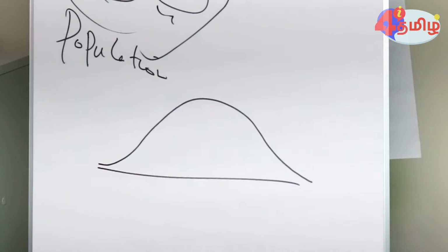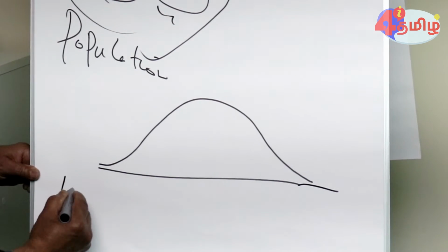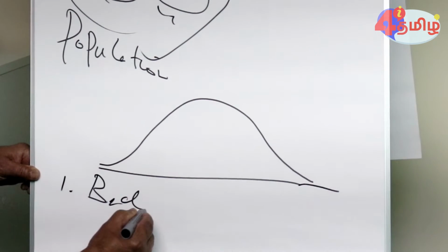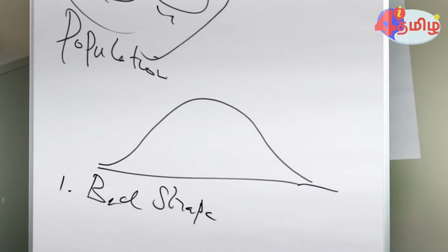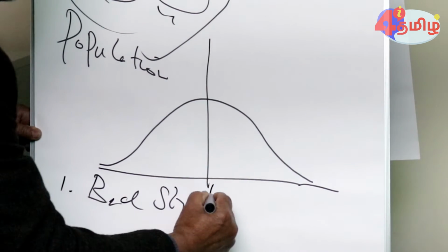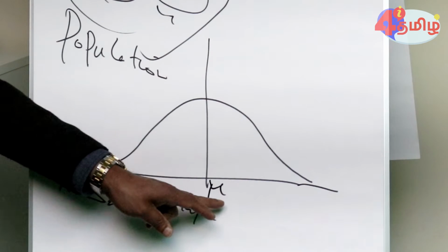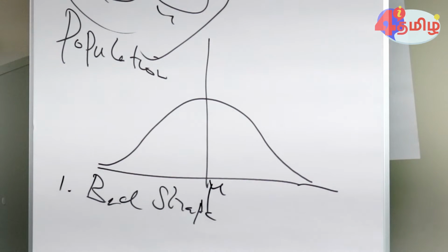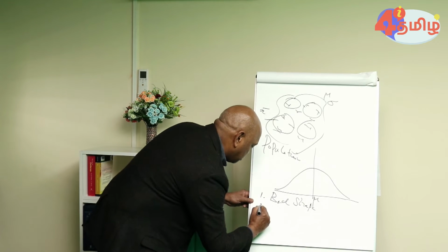So forget about what I said. I'm going to concentrate on normal distribution. Normal distribution is a perfect curve. The curve is a bell shape. It's a perfect bell-shaped curve. And it will be symmetrical about the mu, which is the population mean. Symmetrical.